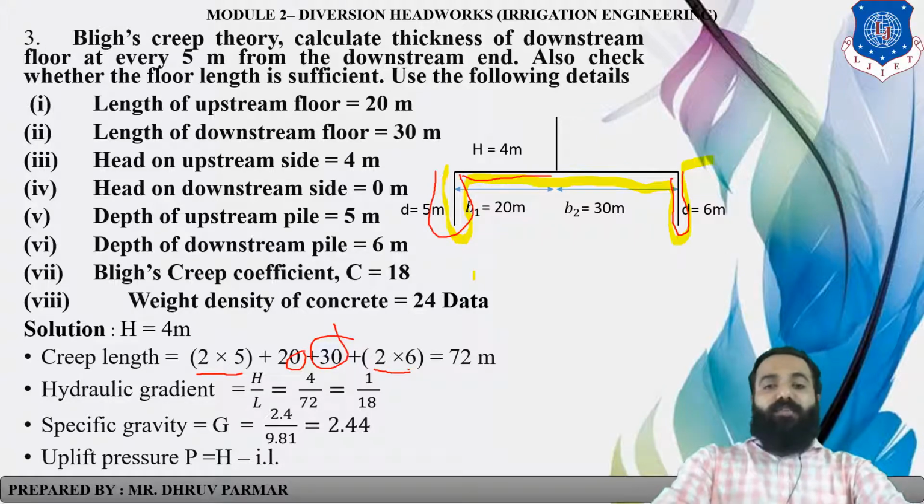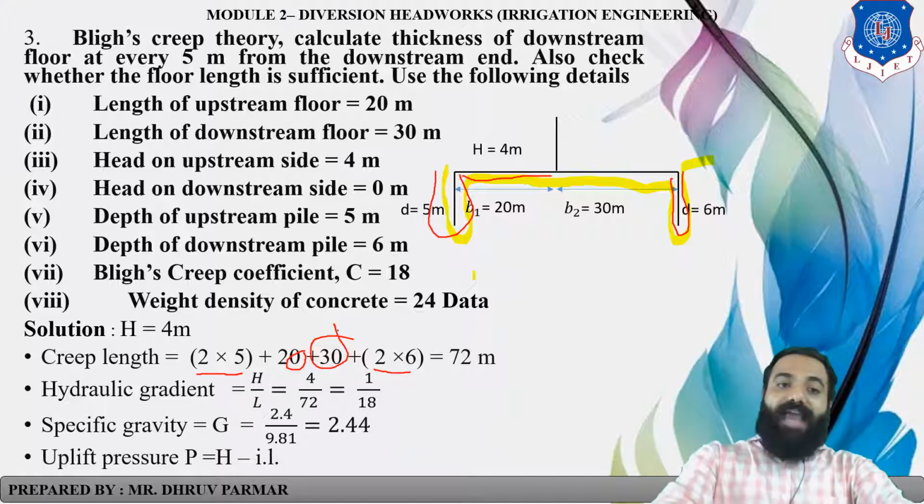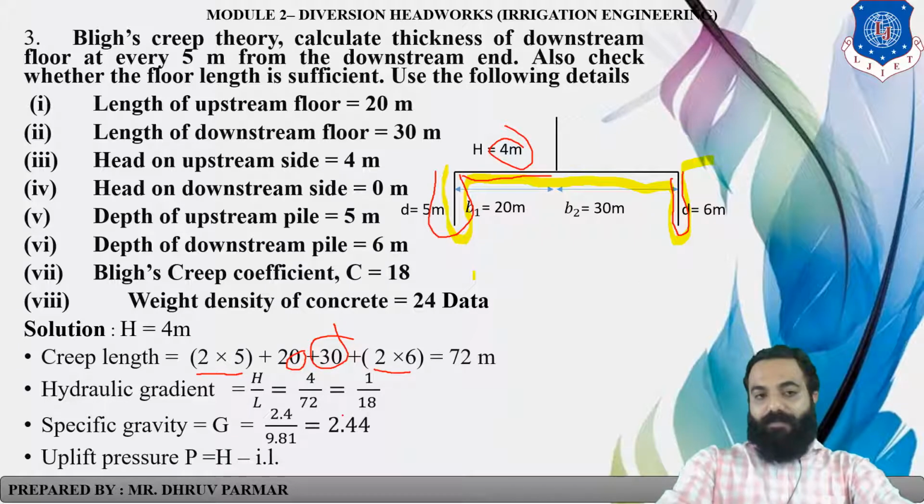So what is the meaning of hydraulic gradient? Hydraulic gradient means head loss per unit length, that is called H by L. So what is H? H equals 4 meters. So 4 by 72, which equals 1 by 18.